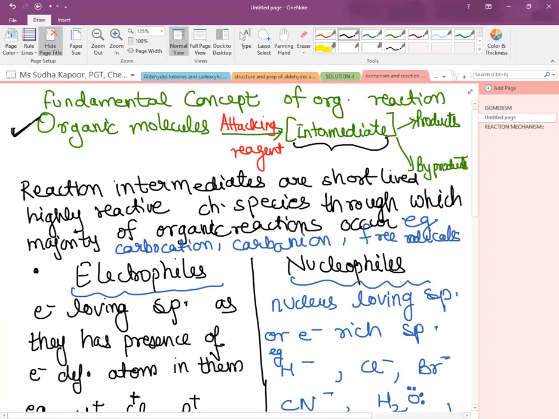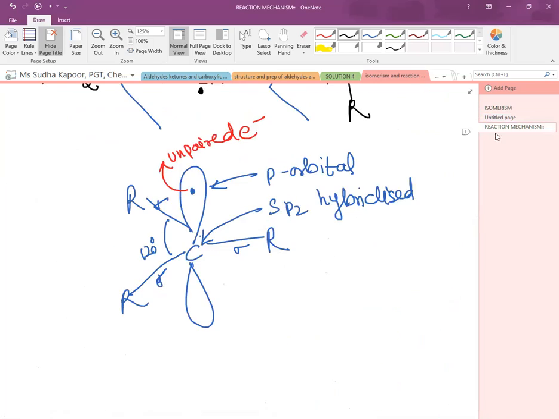So what are these reaction intermediates? These reaction intermediates are short-lived. This is very important. The reaction intermediates are highly reactive, short-lived chemical species through which the majority of chemical reactions take place. Many chemical reactions get accomplished only when they pass through the reaction intermediates, and these can be carbocations, carbanions, free radicals, carbenes, nitrenes. There are various types of reaction intermediates formed between the reaction that further result in formation of products and byproducts. Now the third main thing is the reaction mechanism.